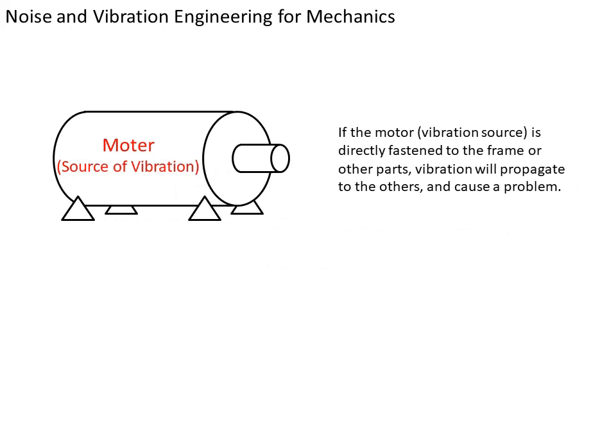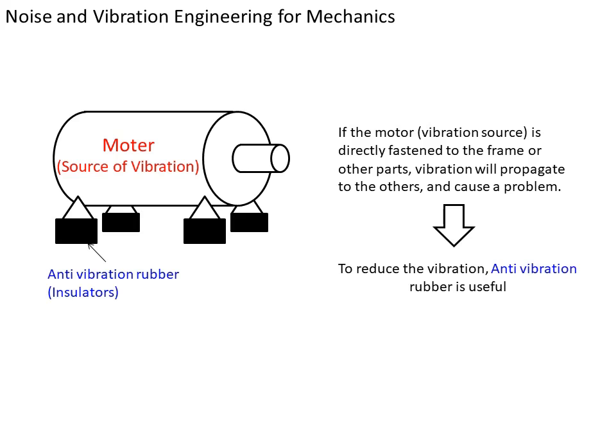When the motor is bolted directly to a structure such as a frame or other parts, the vibration from the motor propagates throughout. In addition, the large vibration of the motor itself may cause a malfunction. Therefore, anti-vibration rubber is used to reduce the vibration of the motor itself.